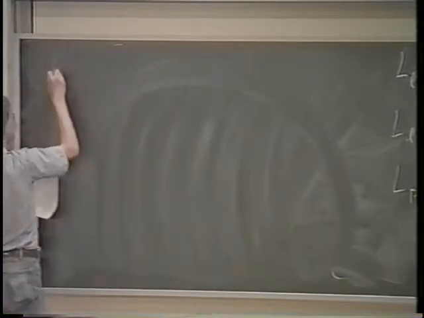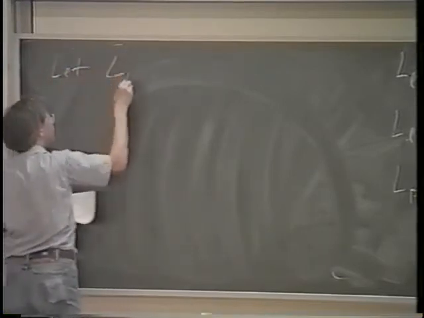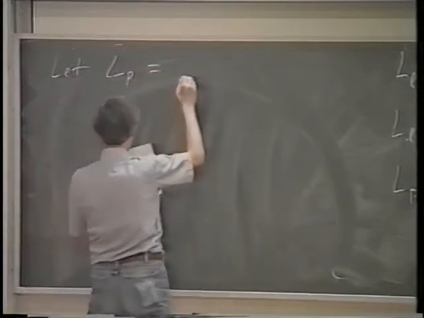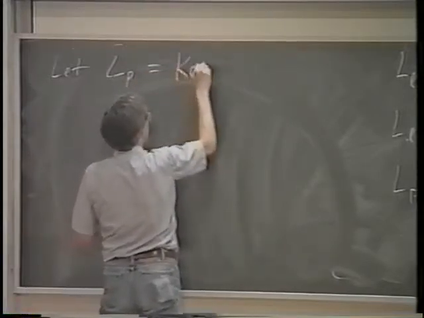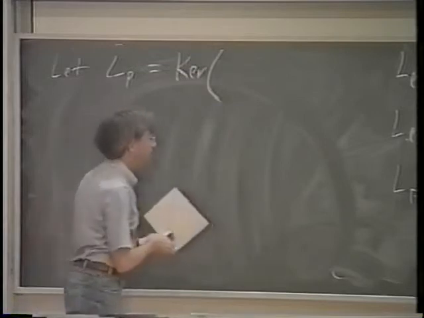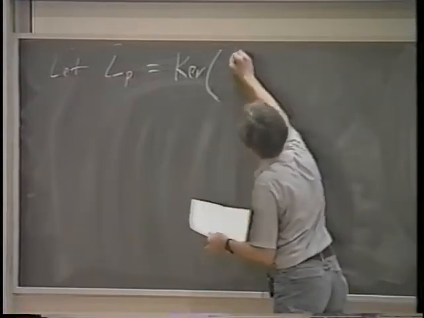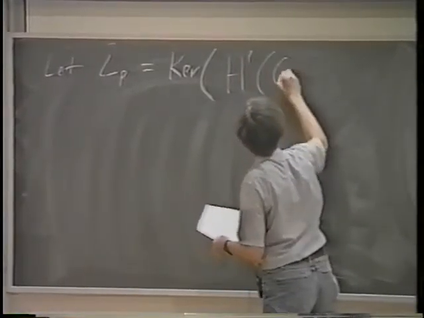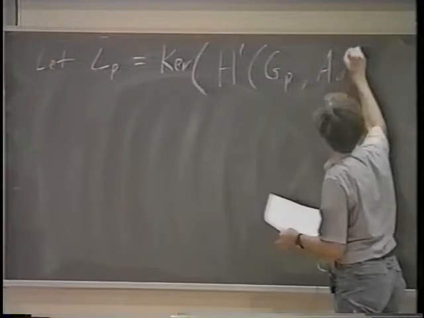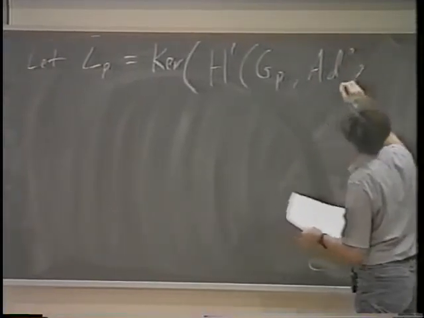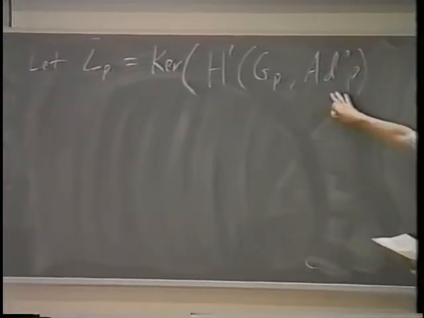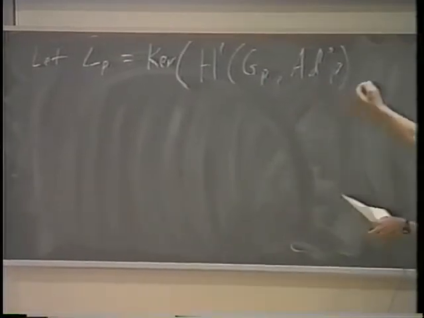Okay, so we let L_P equal the kernel of, well, we need a map here. The map from H^1(G_P, ad^0 rho). So these represent some kind of infinitesimal deformations where we're fixing the determinant.